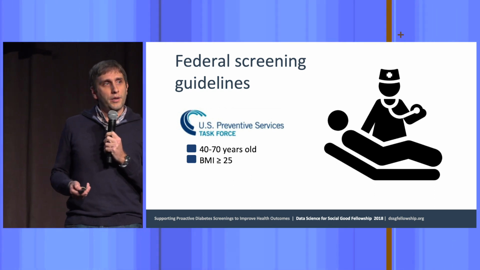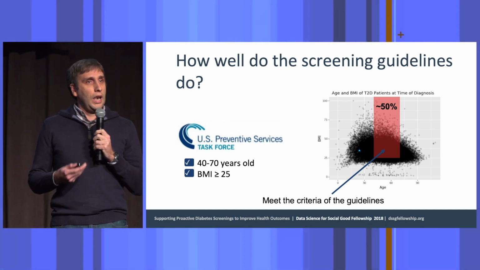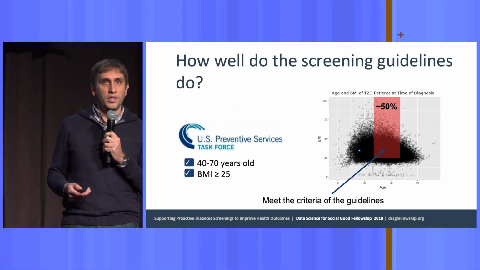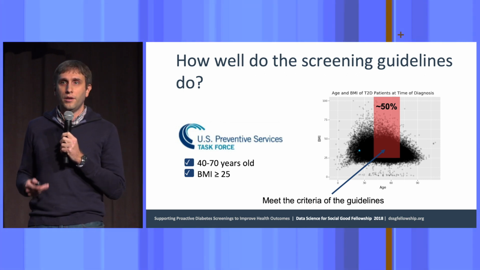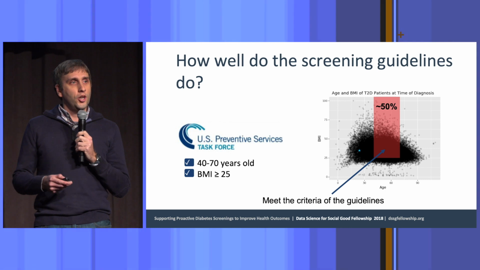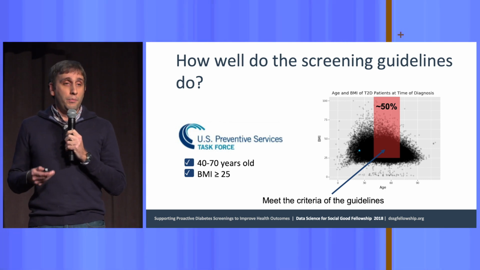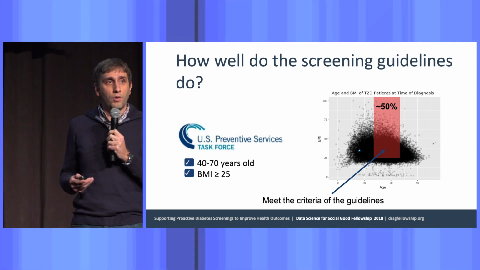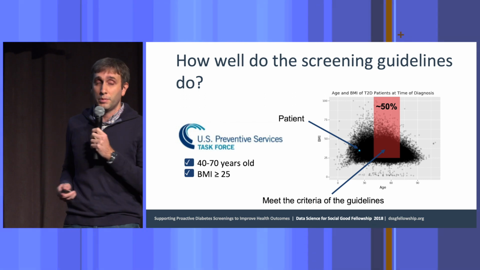So you may be wondering how well the screening guidelines perform. This is when Alliance came to us, noticing that in their patient population, about half of the people who were diagnosed with type 2 diabetes did not meet the screening guideline at the moment of the diagnosis. The person that I introduced before would have fallen outside the screening guideline and be part of this 50%.